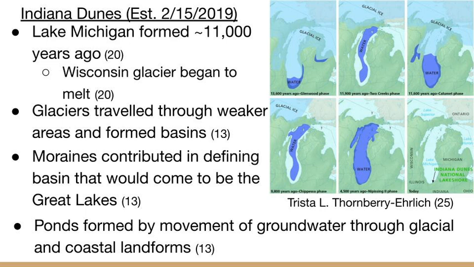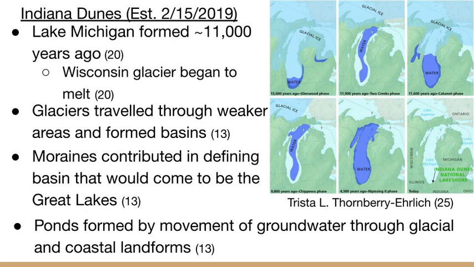started to melt. The article Geology of Indiana Dunes National Park by the United States Geological Survey, or USGS, states that the glaciers traveled through the path of least resistance, the weakest area, to form the basin, similar to how the Lake Superior Basin was carved out. This same USGS article says that moraines also played a part in creating the basin that we would come to know as the Great Lakes.